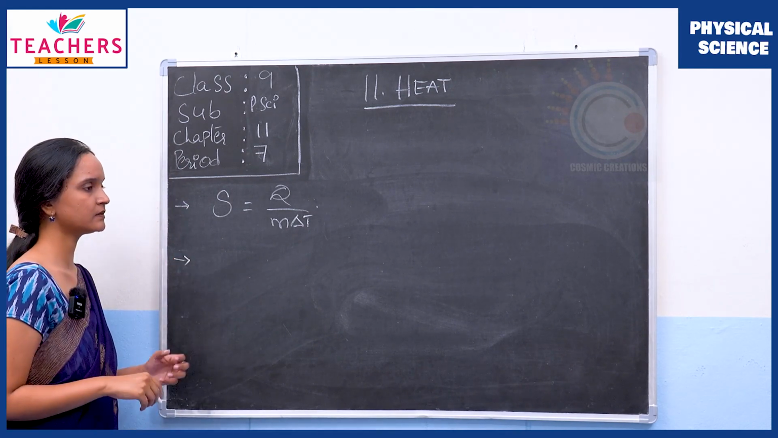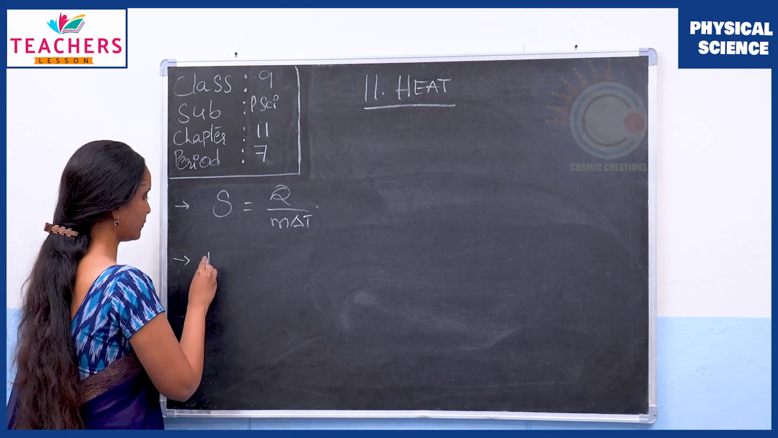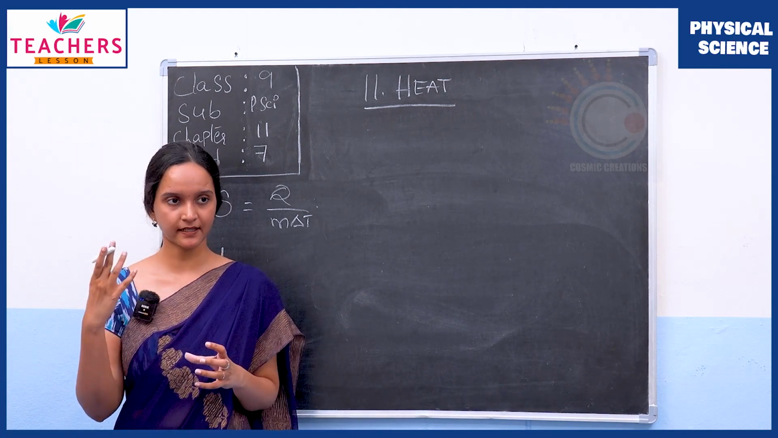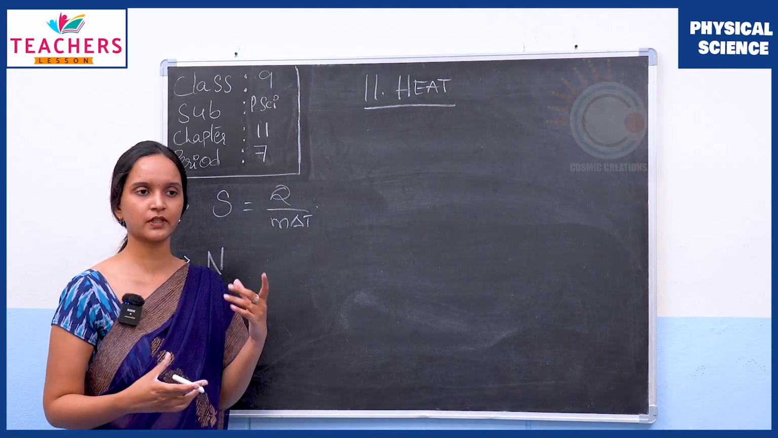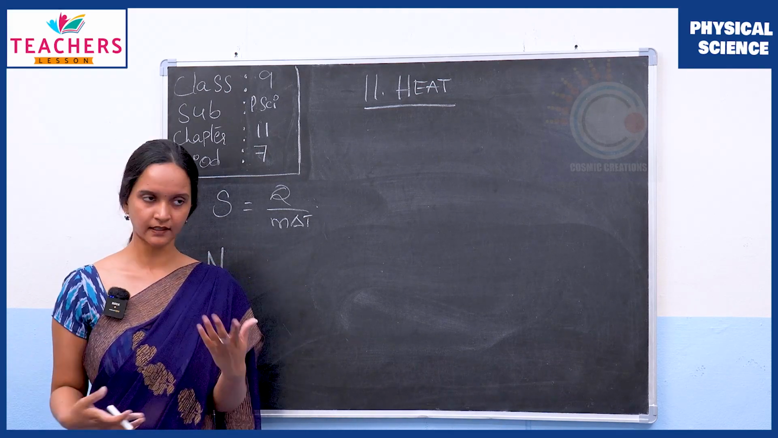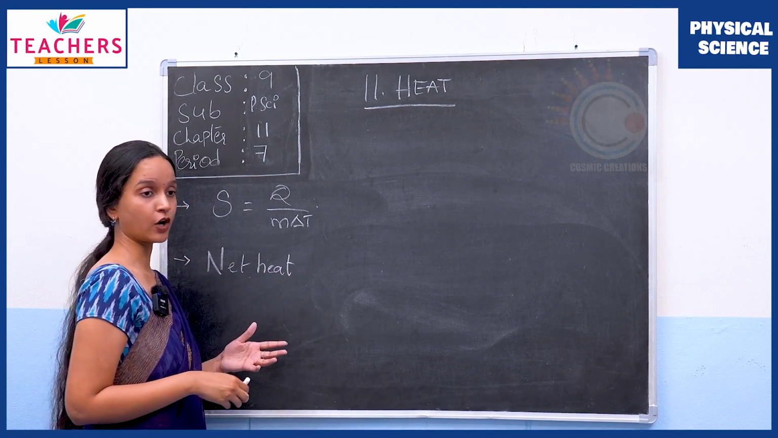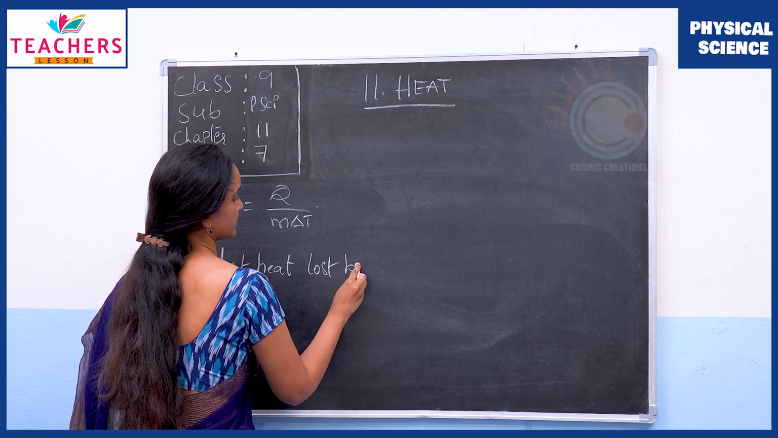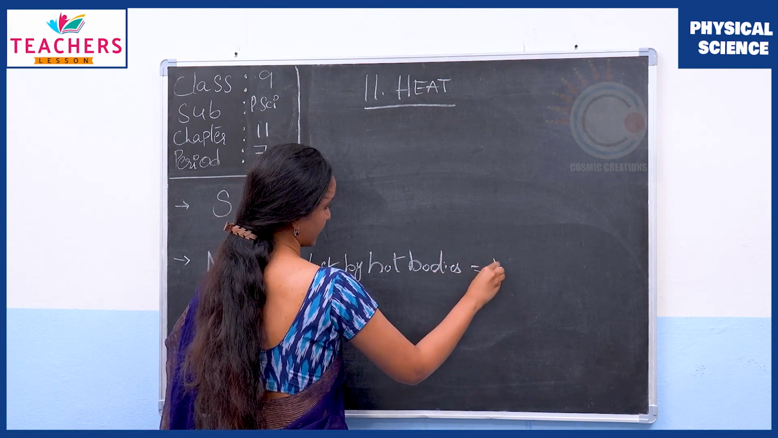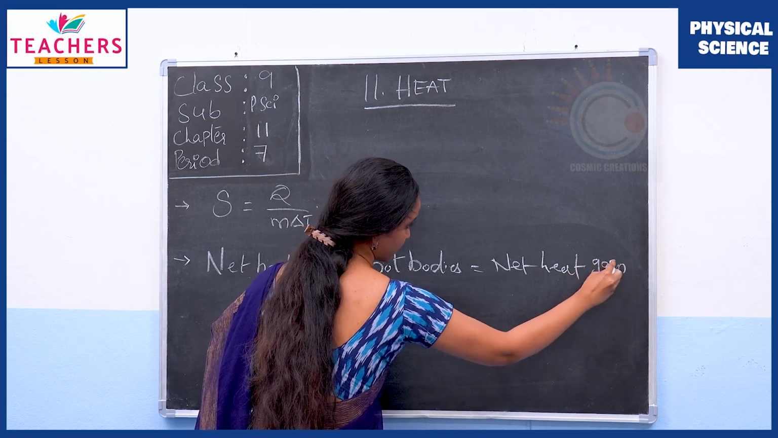We discussed the principle of method of mixtures. What does it state? When two or more objects are in thermal contact, they attain thermal equilibrium. How do they do that? The heat is transferred from the hot bodies to the cold bodies. In other words, net heat lost by the hot bodies equals net heat gained by the cold bodies.